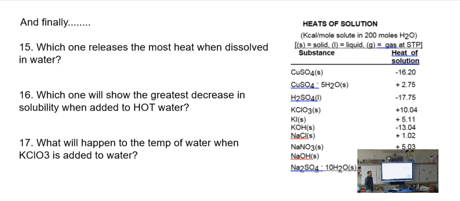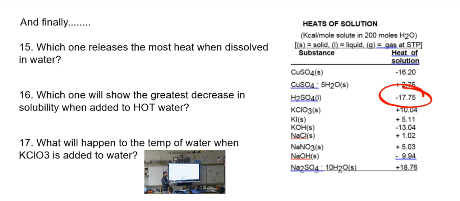And finally, I feel like this horse is so dead, but we just keep on beating it. Let's do these three. All right? Try these three real quick. Carly reminded me first. All right. So the one that releases the most heat is the one that's the most negative. Good job. Thank you, Jaden.